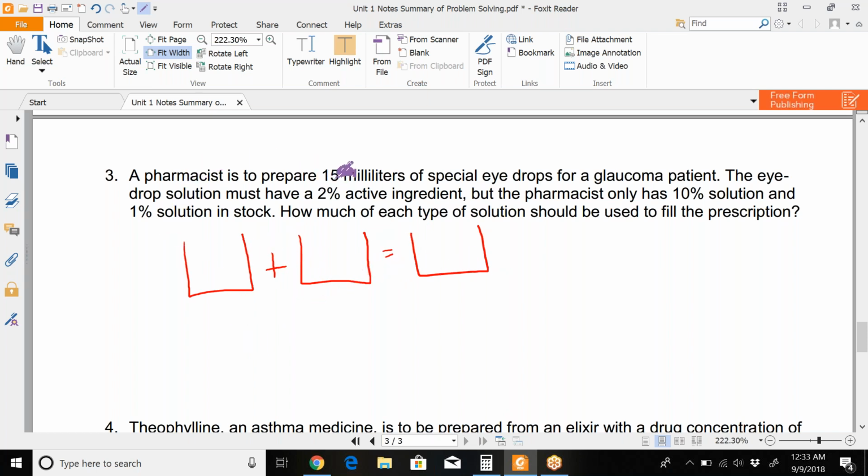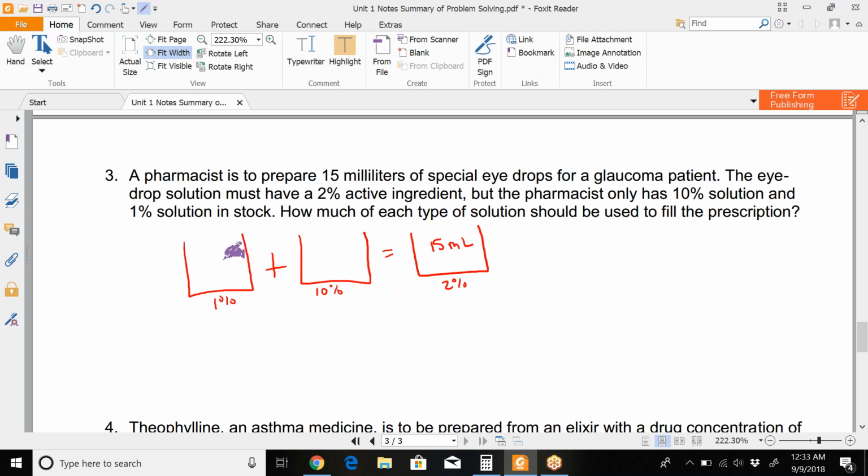So a pharmacist needs to prepare 15 milliliters of special eye drops for a glaucoma patient. Normally they don't have just exactly what they need on hand, they have common percentages. The eye drop solution needs to be 2% active ingredient. So they know that the final product should be 15 milliliters of the eye drop, and it should have 2% of the ingredient. The pharmacist only has two in stock, though. They have a 1% active ingredient and a 10%.